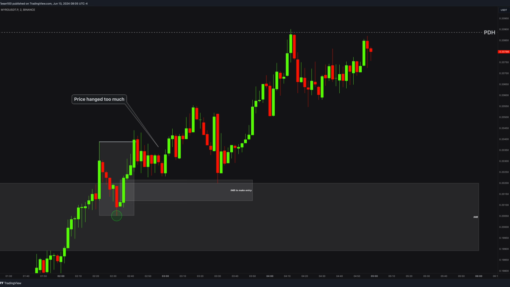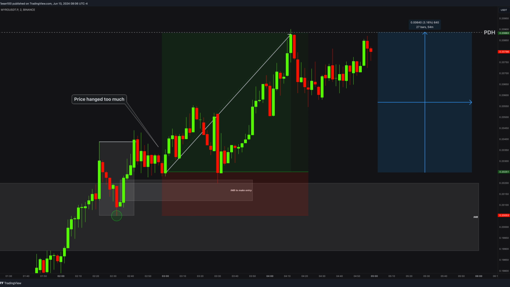Price had hung too much around this area. So at the moment, I decided to make an entry and push the price up if possible. However, I had to cover enough space for my stop loss for a later pullback. This is one of the best entries and exits from my recent trades.